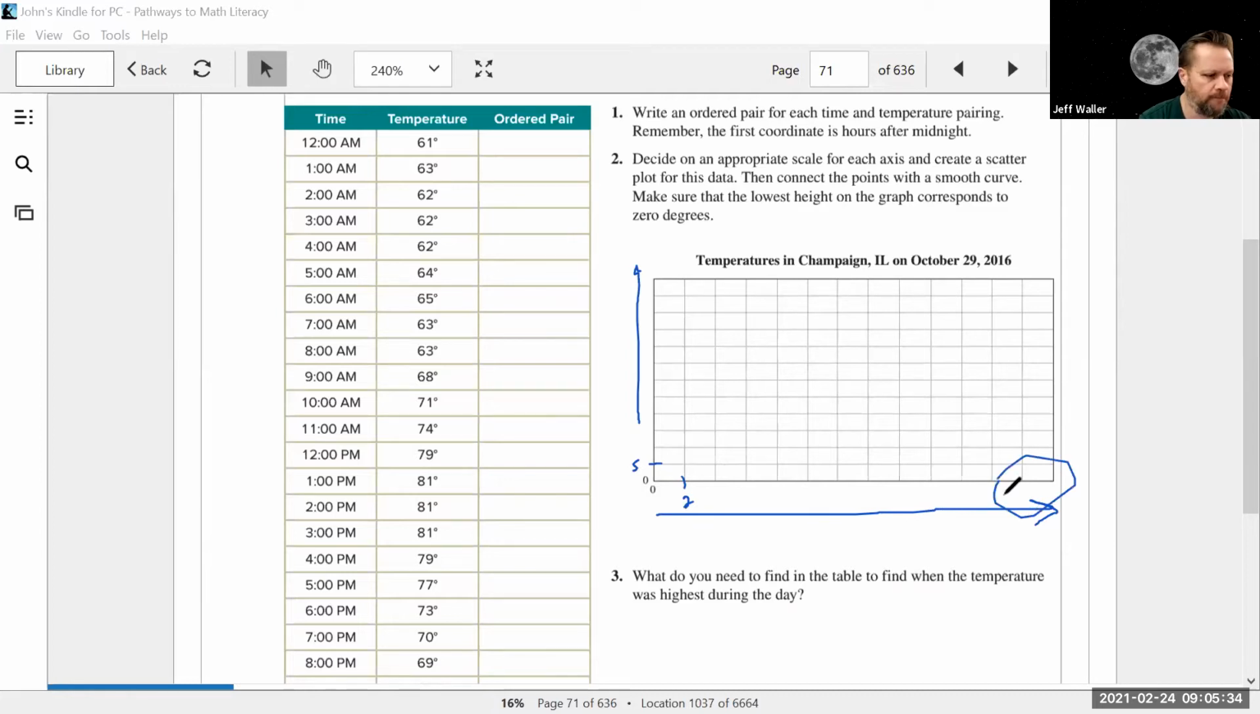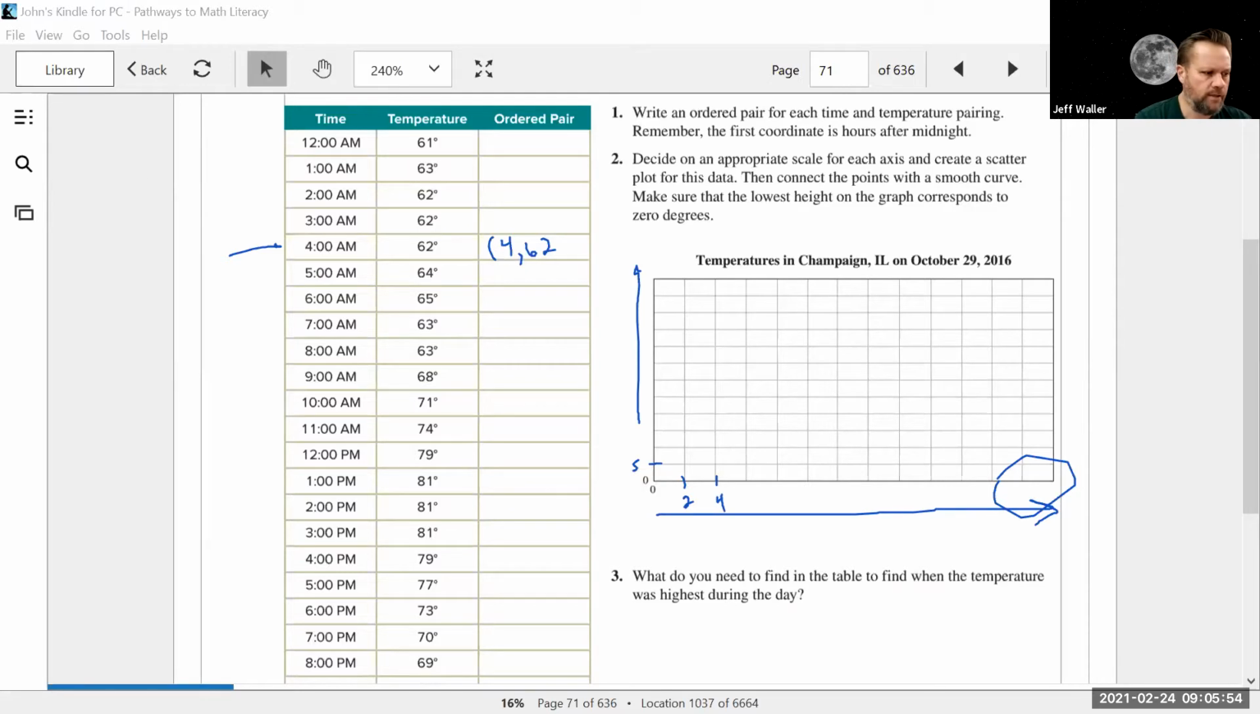up here. And then to plot the point, for example, this point is 462. I would just find 4, and then I would go up and find wherever 62 is, and I put a point there. That's it. That's it, right? Is that okay?